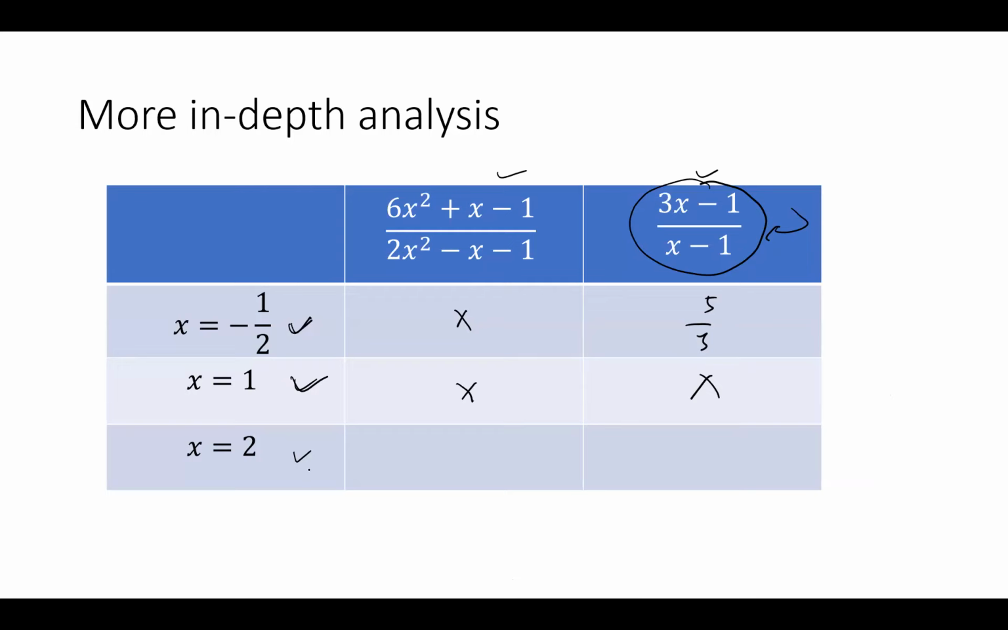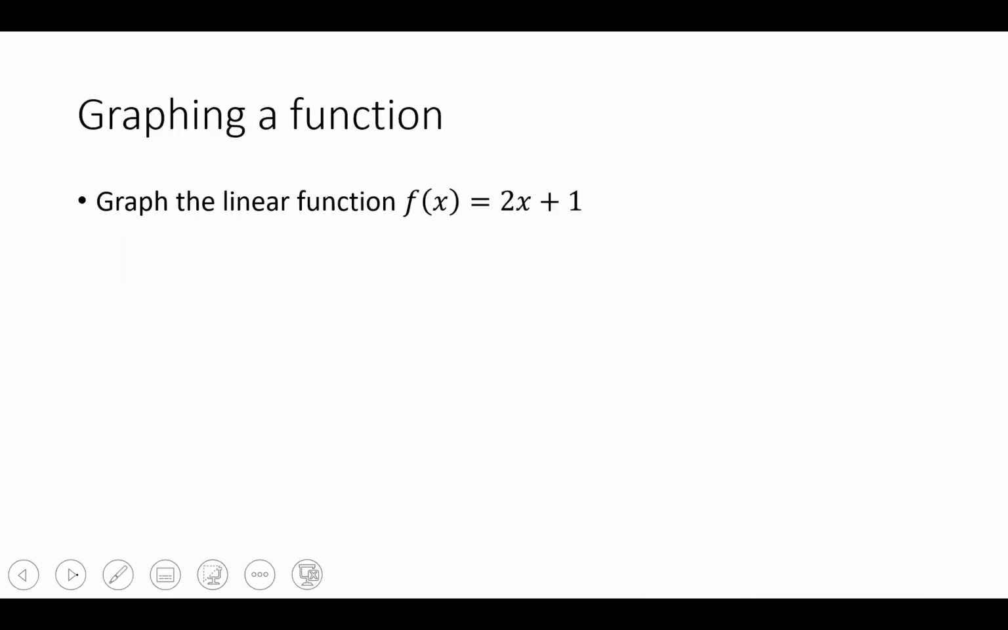Now, for the last case, when x equals 2, we can just plug in, do the calculation, and see that this is equal to 5. This is again equal to 5 because they are essentially the same expression. Only the restriction is different, right? So this is a bit more in-depth analysis.